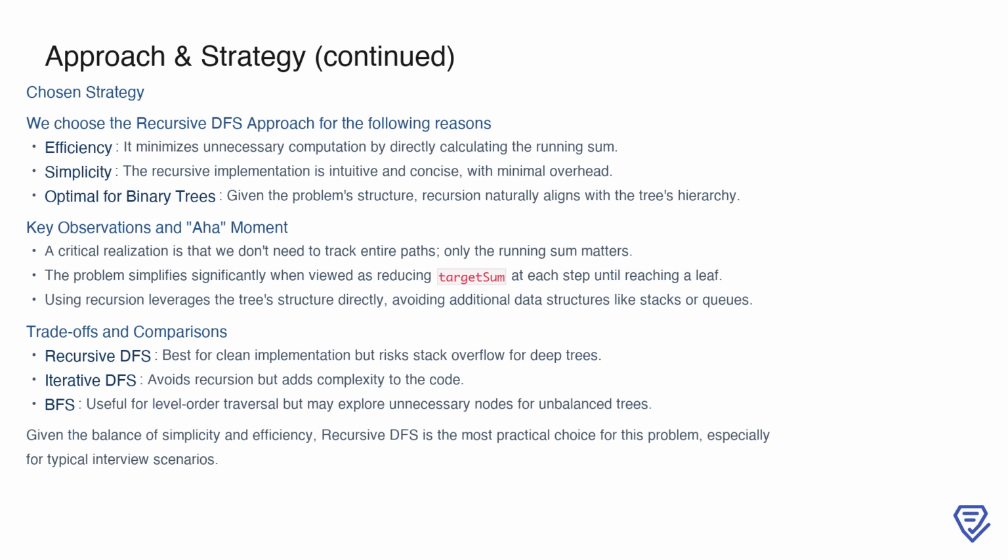However, it's important to acknowledge the trade-offs. Recursive DFS is clean and concise but can lead to stack overflow for extremely deep trees. In contrast, iterative DFS avoids recursion but introduces additional code complexity. BFS, while effective for level-order traversal, may not perform as well on unbalanced trees due to unnecessary exploration. Overall, recursive DFS strikes the best balance between simplicity and efficiency, making it the most practical choice for this problem, especially in interview settings where clarity and directness are valued.